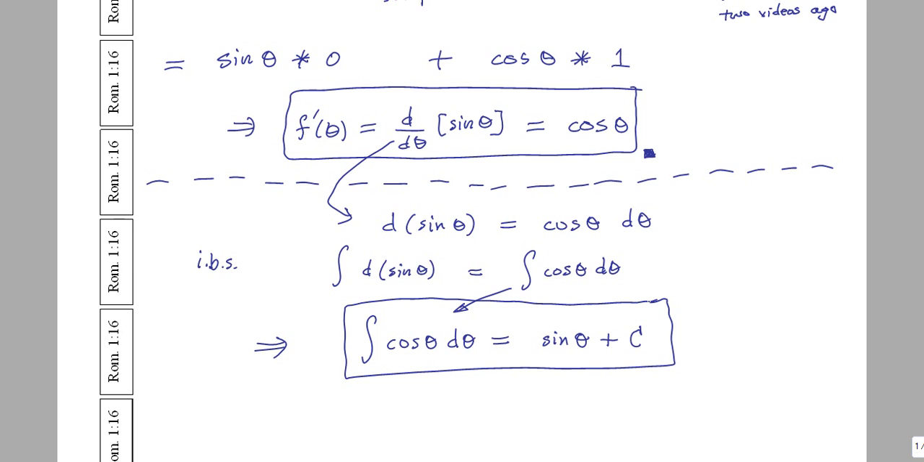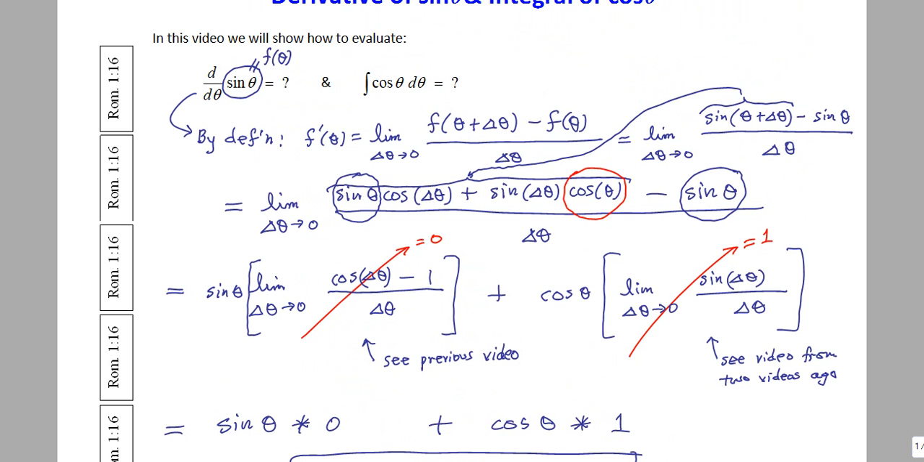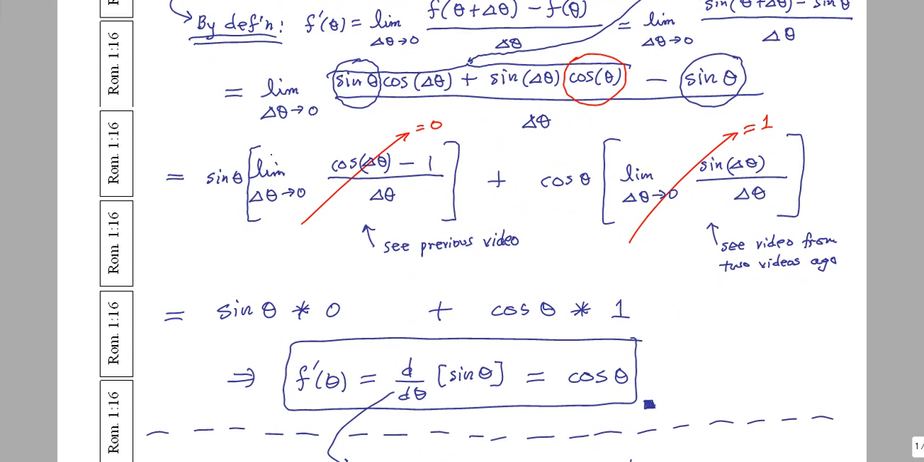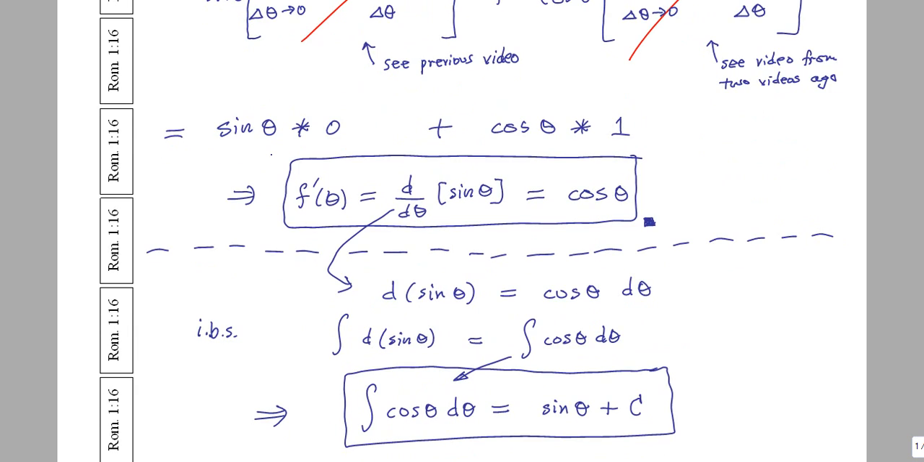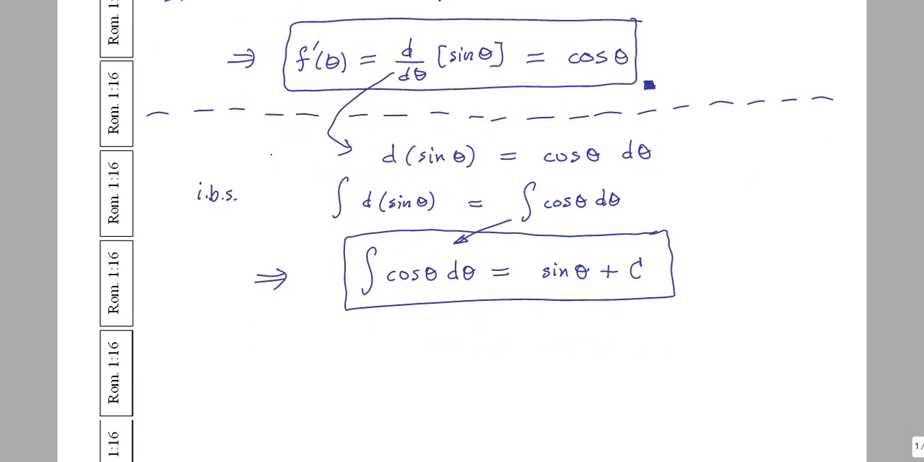So maybe we showed 2 powerful messages in this video. One is how to apply the definition, that is to say this guy right here, to rigorously show what the derivative of some function is. In this case, sine of theta's derivative is cos of theta. And then once we know that derivative result, we can back out the antiderivative really simply, as we just showed here. It's essentially a one or two step process.